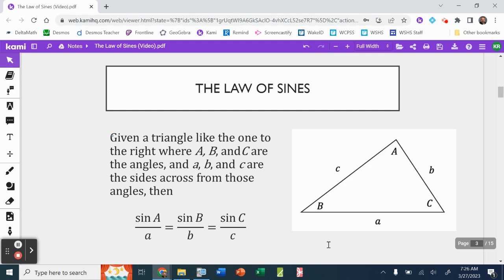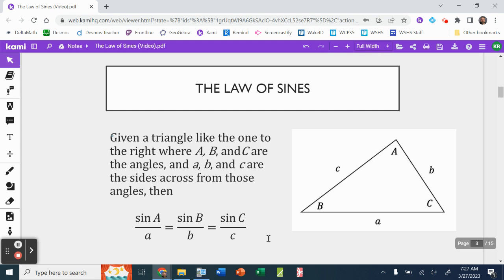If we have a triangle labeled in that fashion, then the sine of a particular angle divided by the side across from it forms a ratio that is equivalent to that same ratio for any angle and side across from it pair. So as you see here at the bottom of the slide, the sine of angle A divided by side a is equal to the sine of angle B divided by side b is equal to the sine of angle C divided by side c.